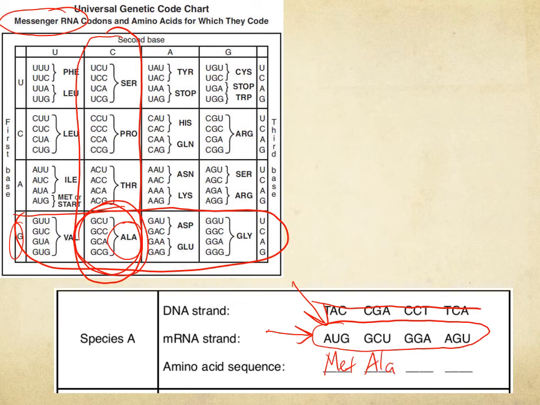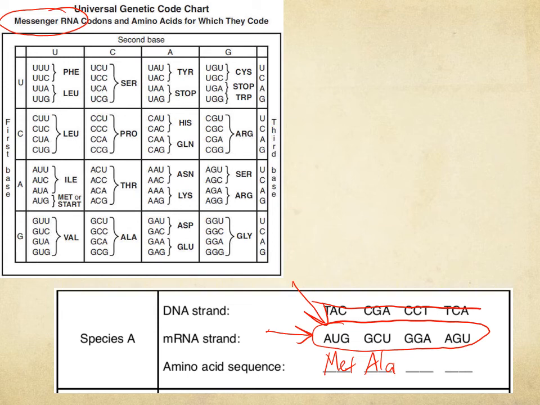So I've got methionine and alanine. Why don't you take a second, pause the video, try to figure out what the next two amino acids are going to be. I'm going to erase my ink there so you can see it clear and figure out what GGA and AGU are going to code for.